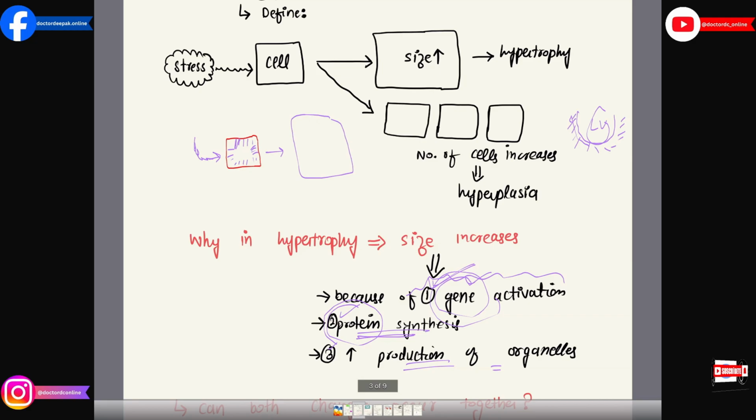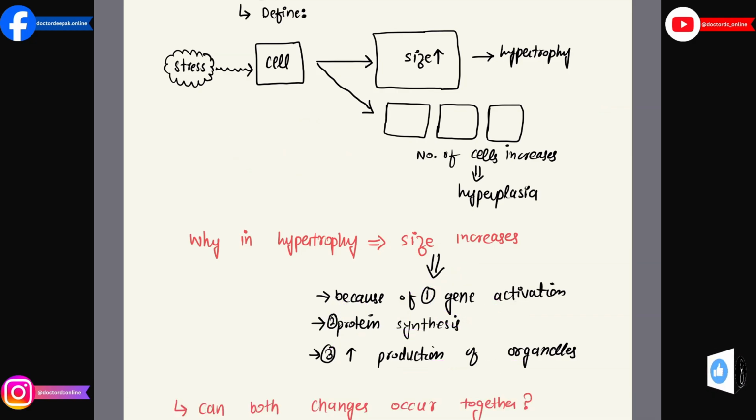Now if they ask how the left ventricle increases its size, you have to keep in mind it is mainly because of increase in protein synthesis. And how is the protein synthesis increased? It is mainly because of gene activation. So this is the second point. And the third point, you have to increase the production of organelles. What is the meaning of organelle? It means you have to increase the mitochondria. Whenever a cell's size increases, we have to increase the number of organelles, mitochondria. So that's how the cell will increase its size.